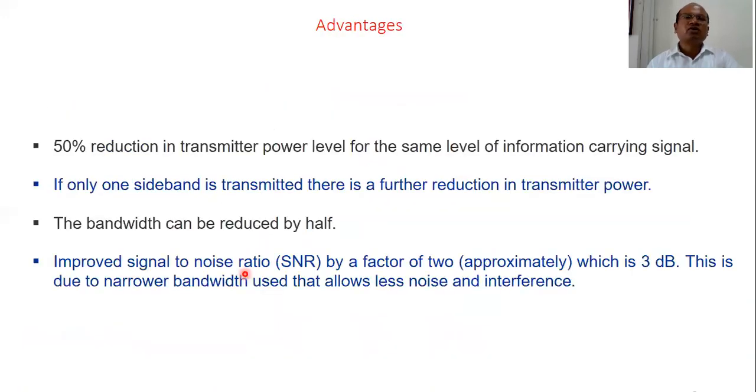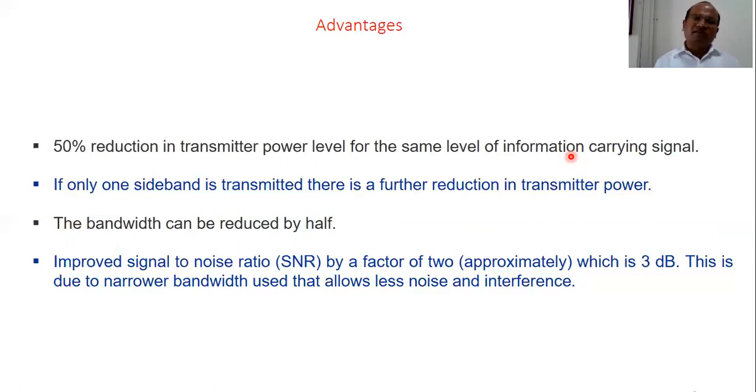All right. So advantages. What are the advantages of SSB? 50% reduction in transmitted power level for the same level of information carrying signal. What is this advantage? The amount of message, the content of the modulating signal, is the same even if a single sideband is transmitted.